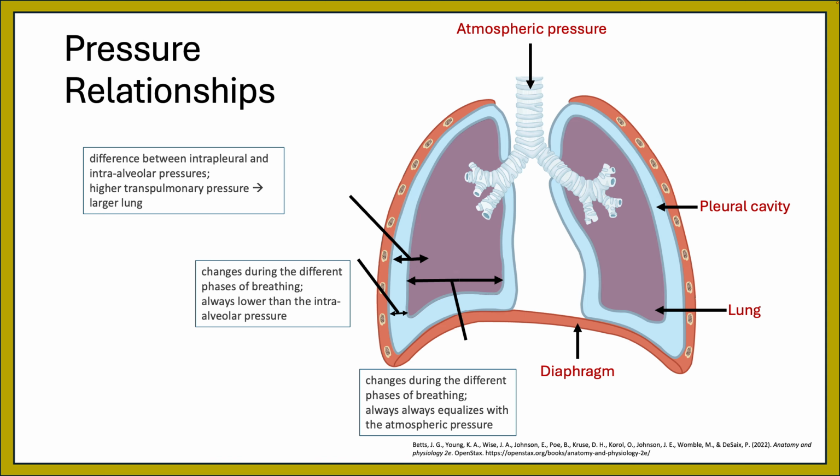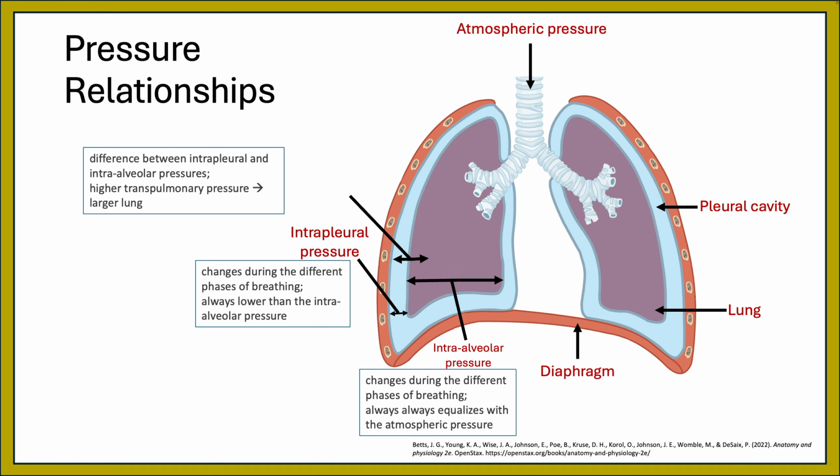So let's look at some of these relationships within the lungs. The atmospheric pressure is pushing down into the trachea from the outside air. It is going to eventually go to the intraalveolar pressure. This is going to change during different phases of breathing, but because it is open to the atmospheric pressure, it's always going to equalize with that pressure.